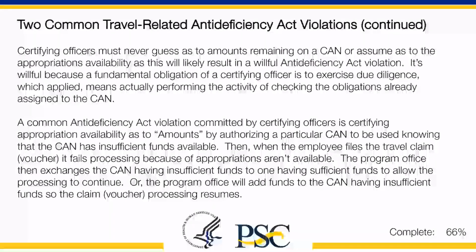Then, when the employee files the travel claim, voucher, it fails processing because appropriations aren't available. The program office then exchanges the CAN having insufficient funds for one having sufficient funds to allow the processing to continue. Or, the program office will add funds to the CAN having insufficient funds so the claim, voucher, processing resumes.